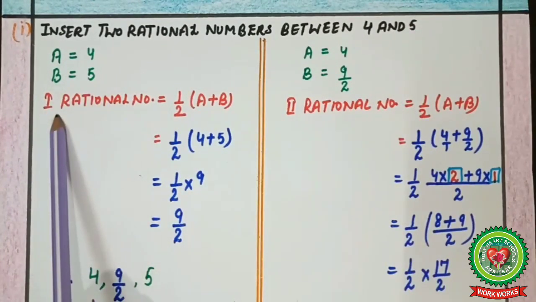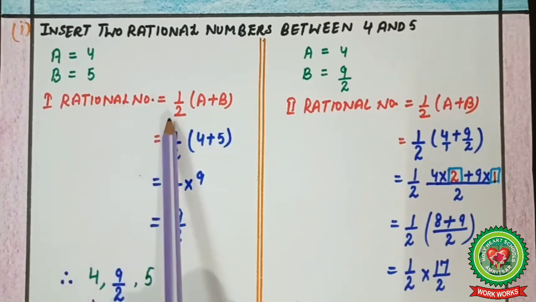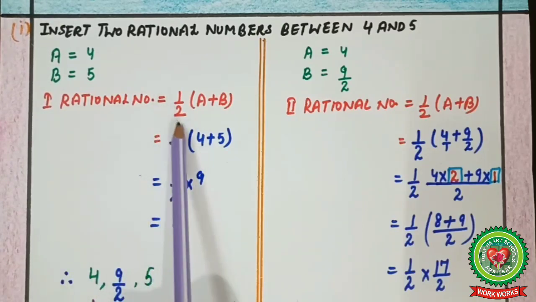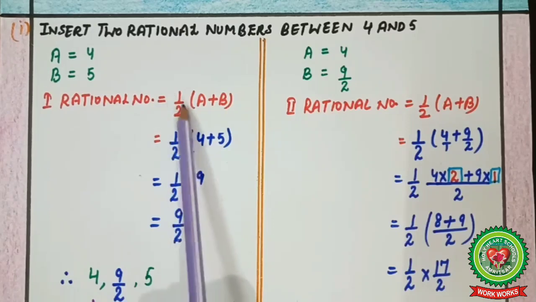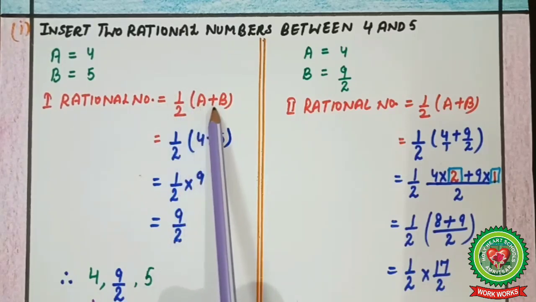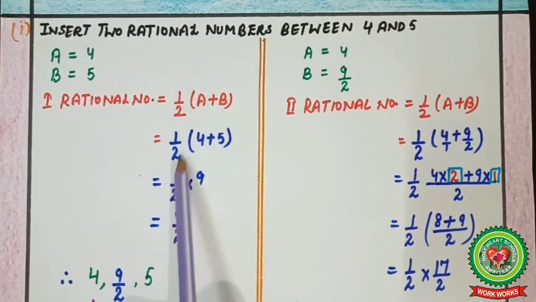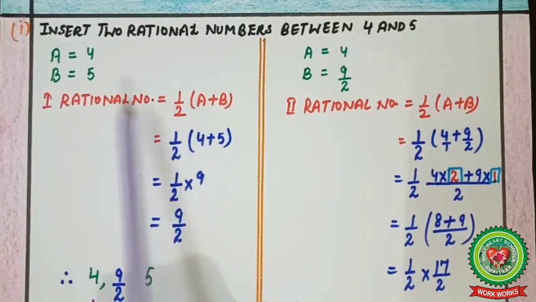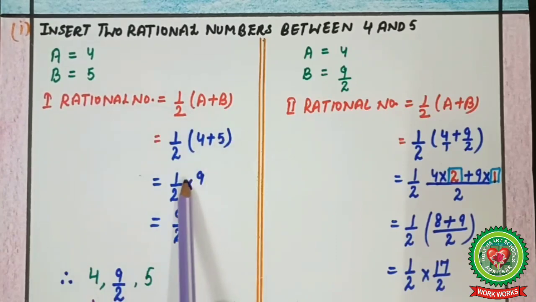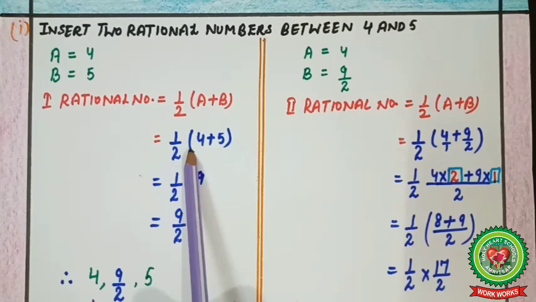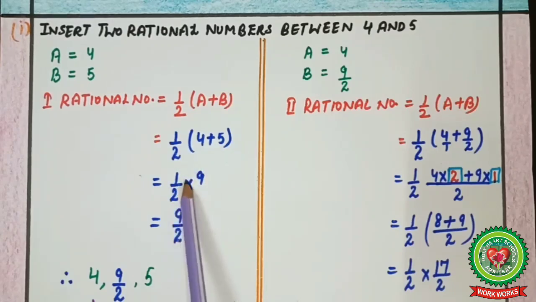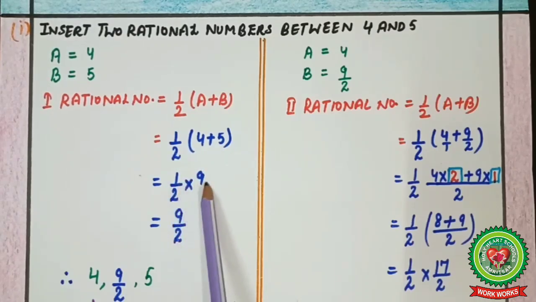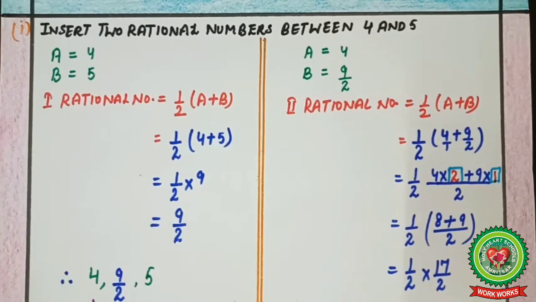Now we will find the first rational number. For finding the rational numbers, we have the formula: 1 upon 2 multiplied by bracket A plus B, right? So you will write here 1 upon 2 bracket A, that means 4, plus B, that means 5. There is no sign in between 1 upon 2 and the brackets, that means the multiply sign is there. So you will write 1 upon 2 multiplied by 9. So 1 into 9 will be 9 upon 2. So you will have the first rational number.